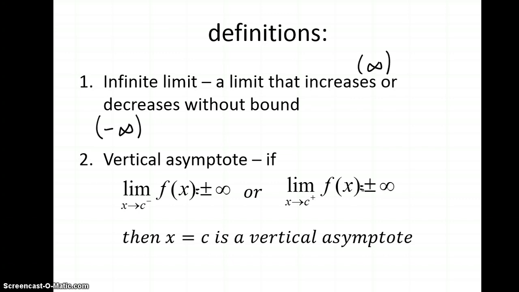Now remember from lesson 1-2, infinity is not an answer for a limit. If a limit approaches infinity, we say the limit does not exist. But we talked about last lesson, one-sided limits, we can have positive or negative infinity as a solution because it describes the behavior of the function. So if either the limit from the left or the right increases or decreases without bound, then x equals c, wherever the infinite limit occurs, is a vertical asymptote.